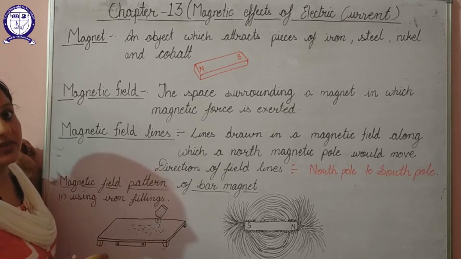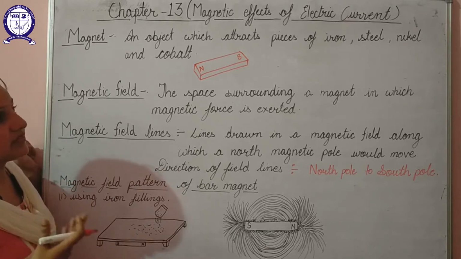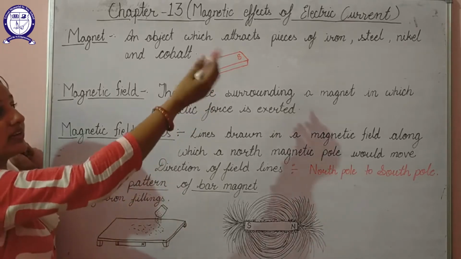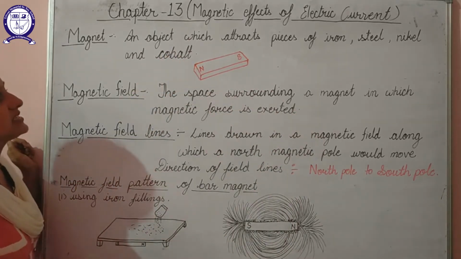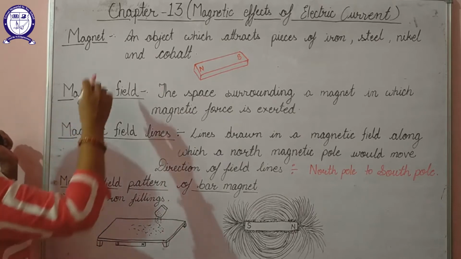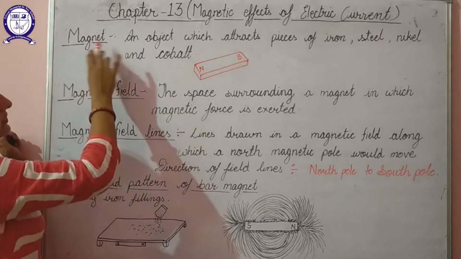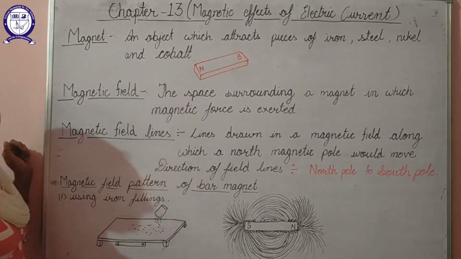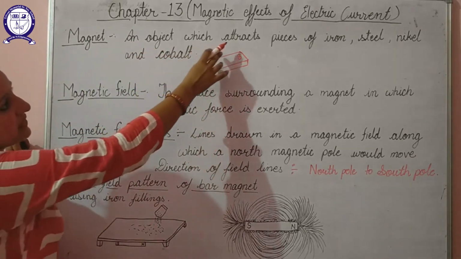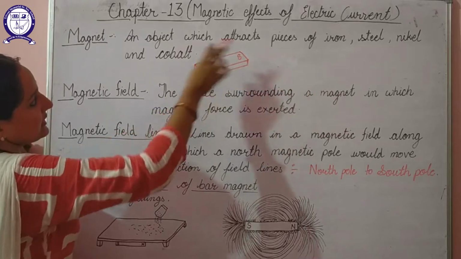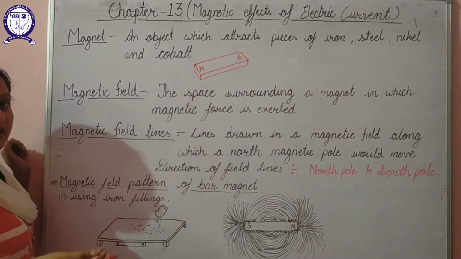So in this chapter we will discuss the magnetic effects of electric current, that is, how an electric current can produce a magnetic effect in a conductor. So let's start with the chapter. First of all, the very first topic is the magnet. What basically is a magnet? An object which attracts pieces of iron, steel, nickel and cobalt.